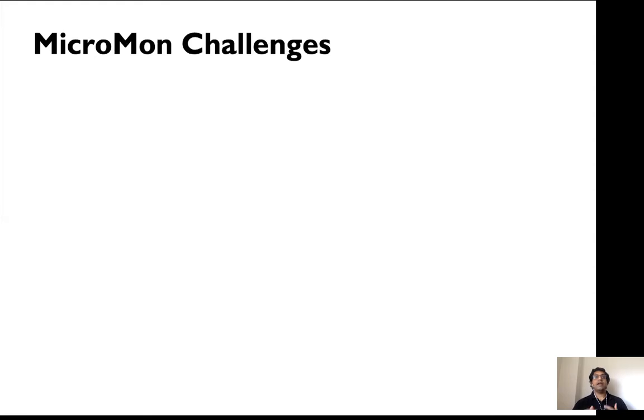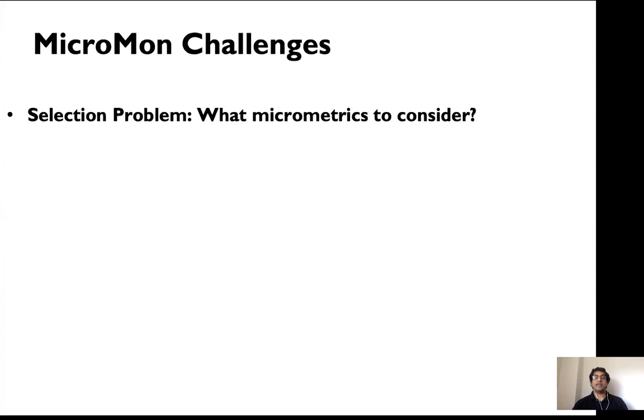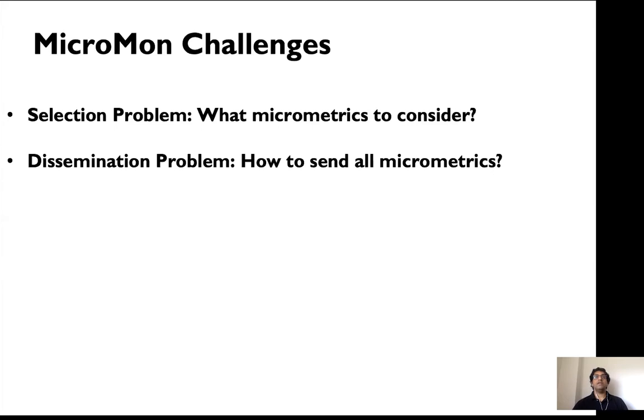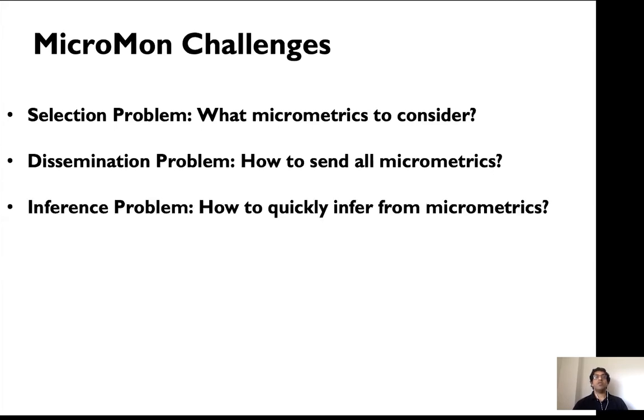Now, collecting fine-grained micrometrics has several challenges. The first is the selection problem: what micrometrics should we consider? The second problem is how to efficiently disseminate the collected micrometrics. And the third problem is how to quickly infer from these micrometrics and make a decision about, say, where to route the request.